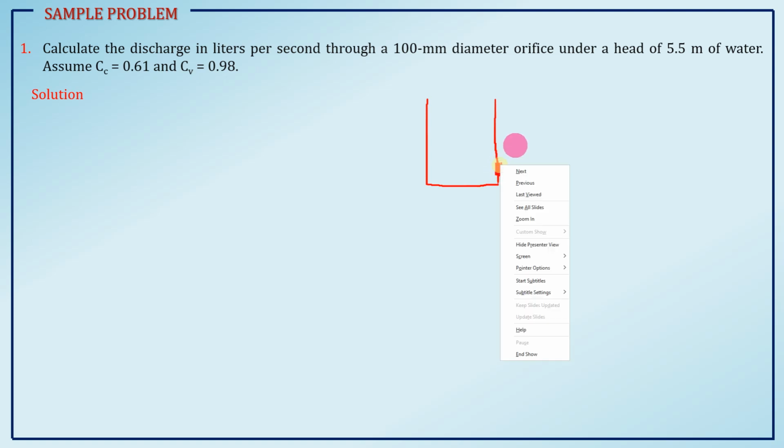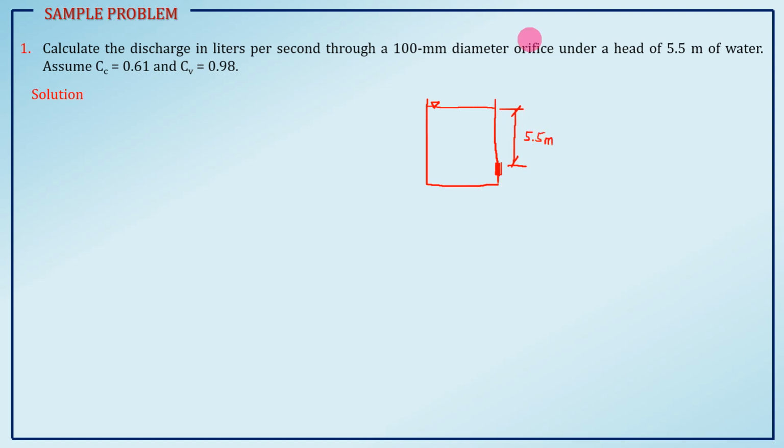And sa problem natin, we have this given head na 5.5 meter. And that head is measured sa gitna ng orifice natin hanggang doon sa liquid surface. So, our liquid is water. So, water surface, 5.5 meters.